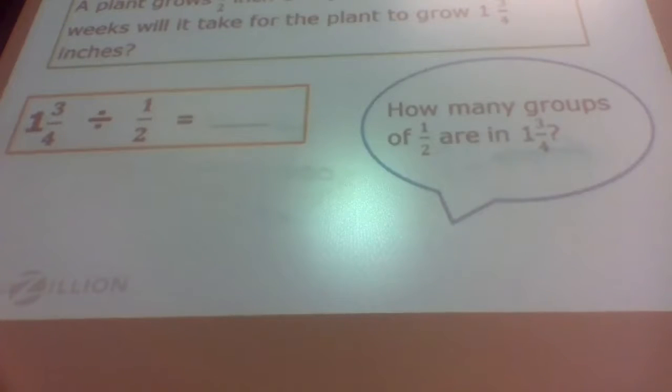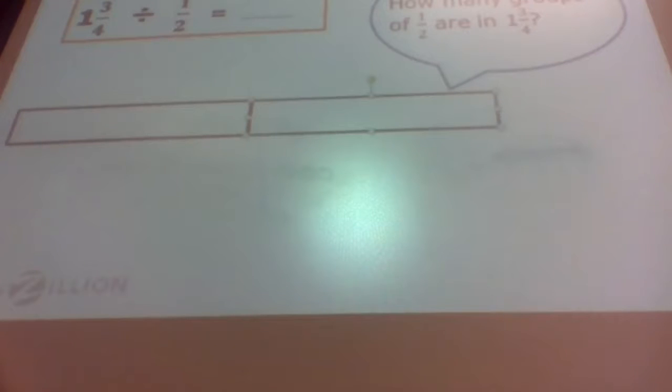I know I can think to myself, how many groups of half are in 1 3/4? I also know the division equation 1 3/4 divided by half equals blank will help me find out. We're going to start by using a model. First, we need to represent our 1 3/4. Again, we're going to use rectangles to represent our whole units. Since we do not have 2 whole units, we have 1 3/4.